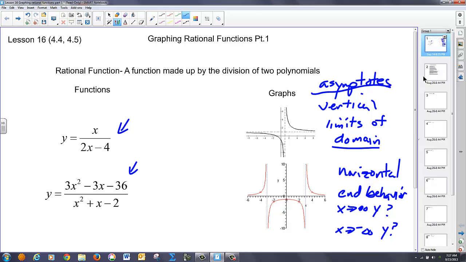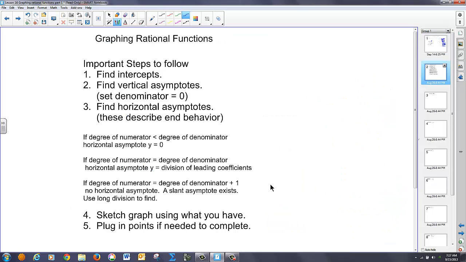In order to graph these, we have to go through a series of steps. We're going to find intercepts, find a vertical asymptote, and that's as simple in this case as setting a denominator equal to 0. Since these are all fractions, anytime we have 0 in the denominator, that would be a bad thing. So all we have to really do is find out when the denominator is equal to 0, and we'll have our vertical asymptote.